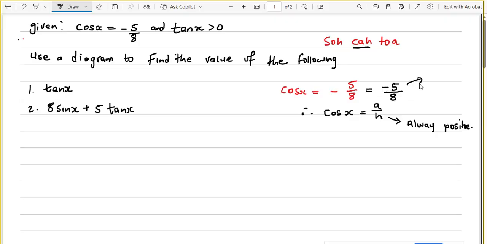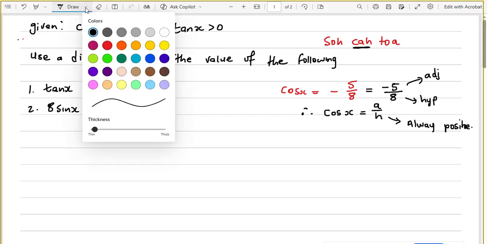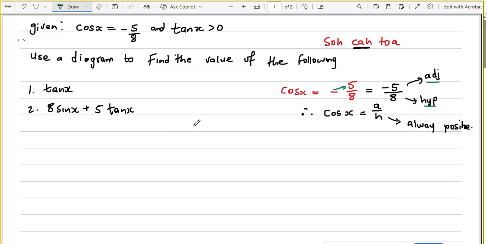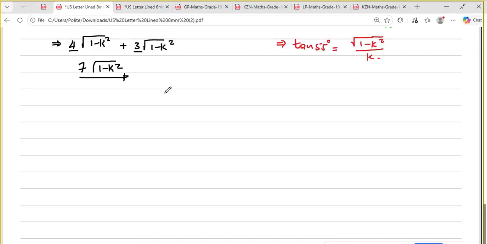This is your adjacent. This is your hypotenuse. So what I'm trying to say is, these things are easy, but there are some things that you guys miss in order to master the concept. If you understand these small things, that the adjacent is the one that will take this negative sign, so the negative sign will go to 5. So when you draw the diagram, you're going to say that the cos is negative. Look at the difference in our examples.